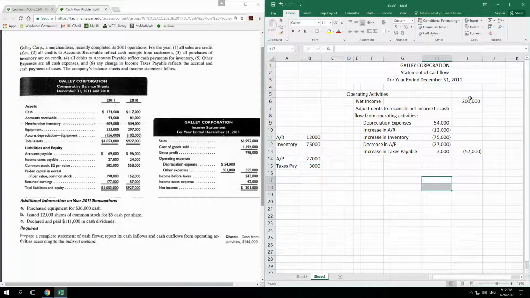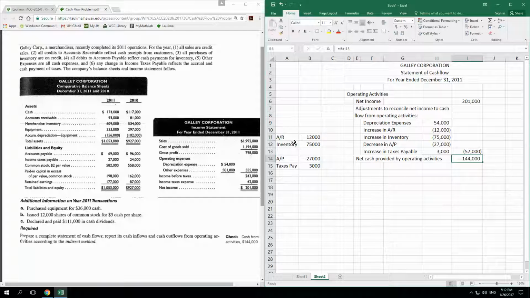Okay. So if I take the 57,000 and subtract it from my net income, we're going to call that the net cash provided by operating activities. If this number were negative, you would say net cash used in operating activities. But in this case, it's positive. Your operating activities provided you a positive cash flow. You guys got it? Okay, good.